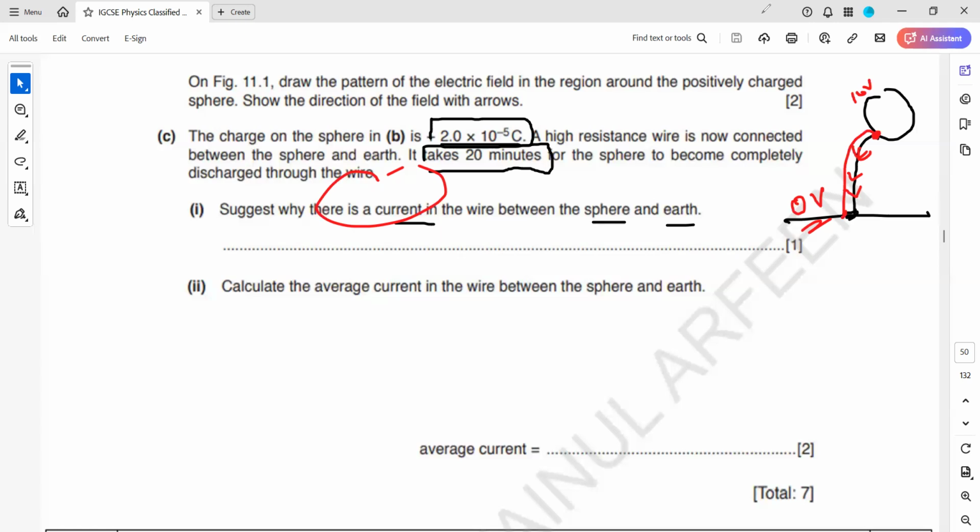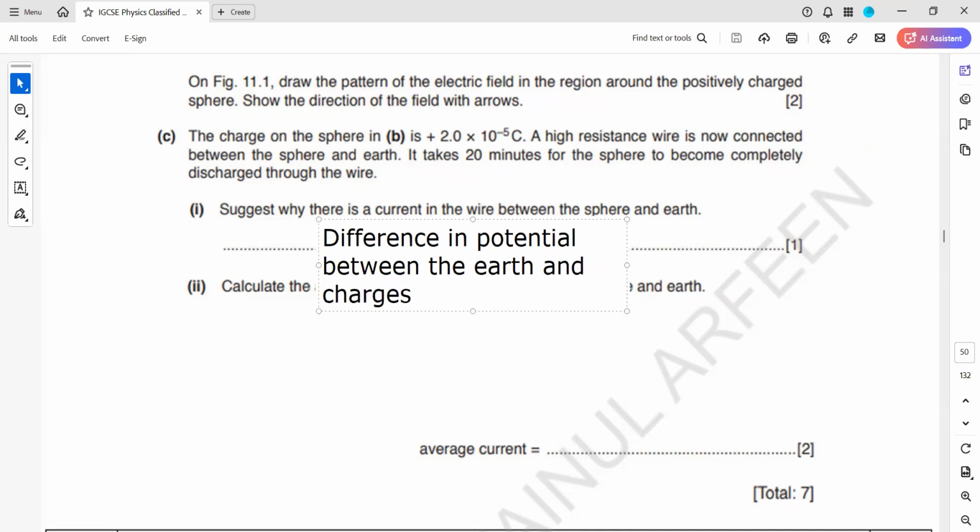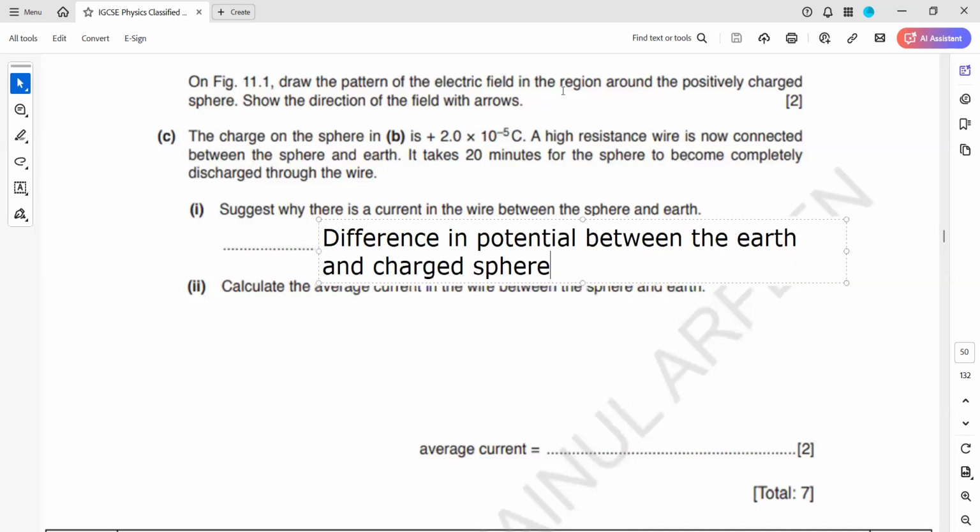What if there was no potential difference? Like this was at 10 volts and the earth was at 10 volts. Will there be a current? No current, because current only flows if there is a difference in potential. So why is there a current between the sphere and the earth? That is due to the difference in potential between the earth and the charged sphere. If they have the same potential, then there will be no movement of the charges.